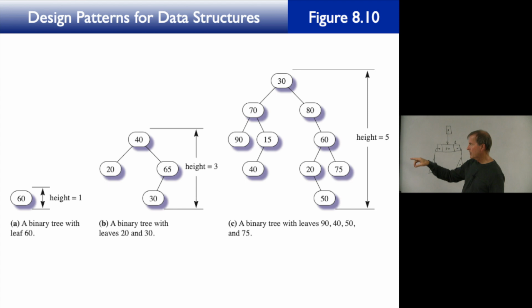And then a leaf is a node with no children. So in part B, what are the leaves? It says there: 20 and 30. And in part C, the leaves are 90, 40, 50, and 75. So that's the definition of height and the definition of leaves. An internal node is a node that is not a leaf, so the internal nodes in part B are 40 and 65. The number of leaves plus the number of internal nodes is the number of nodes, because a node is either internal or a leaf.